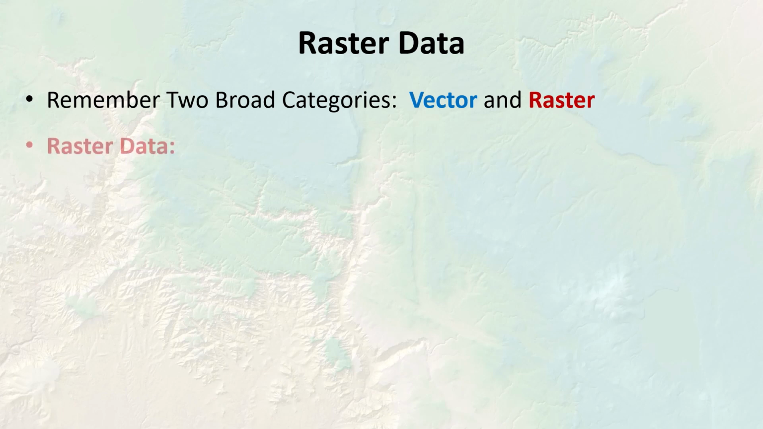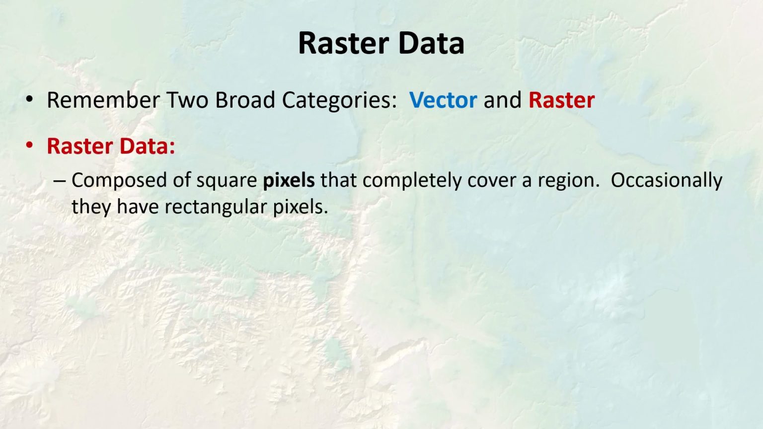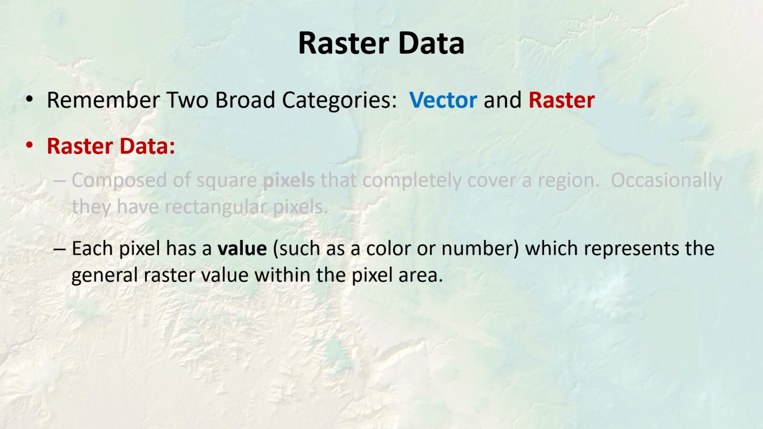Raster is really pretty cool. The difference is it's composed of square pixels that completely cover a region, and occasionally these pixels are rectangular, but that's really rare. In most cases your raster is going to have square pixels. I'll show you a picture of that in a second.